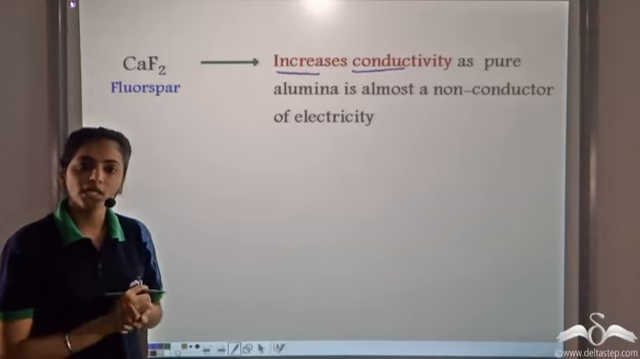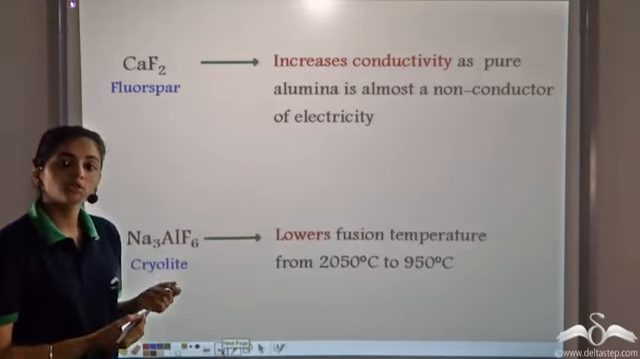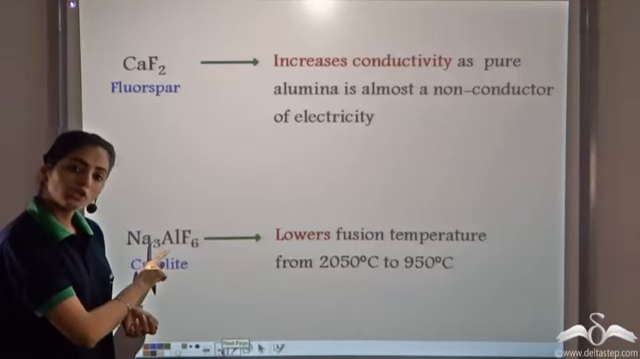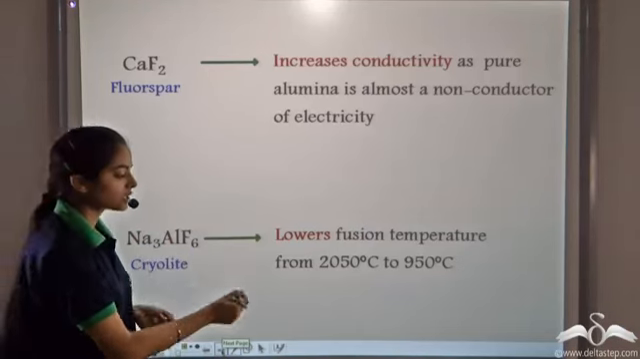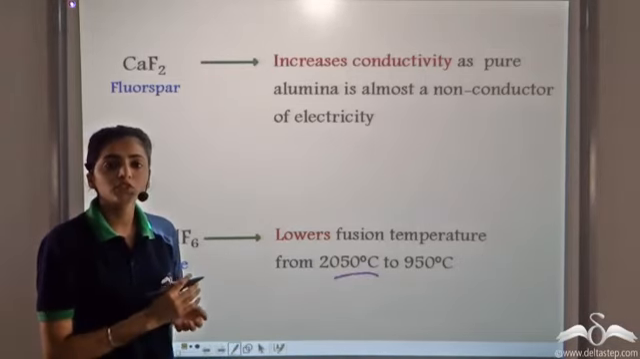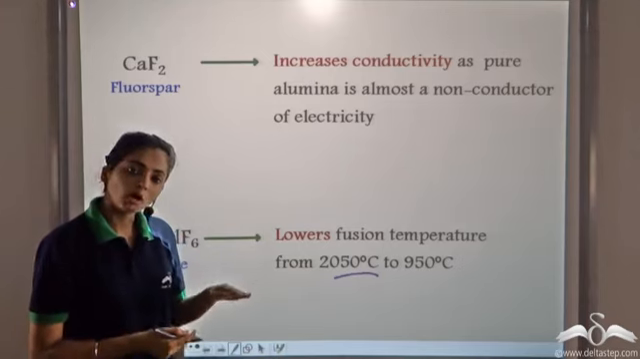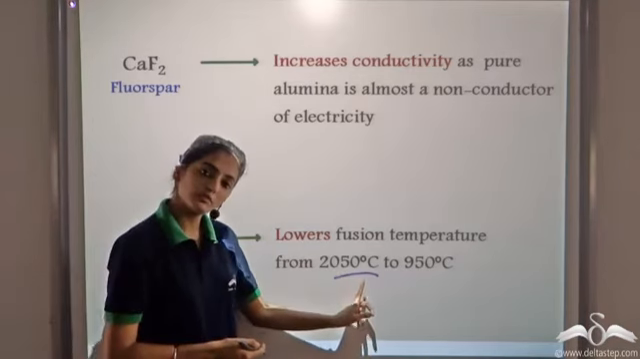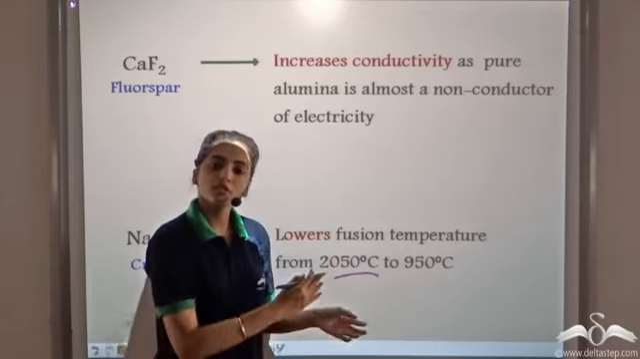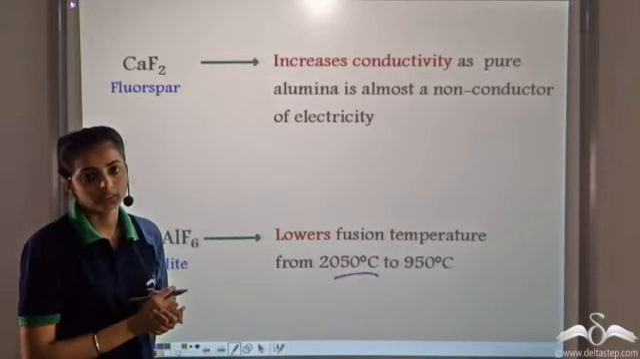Now why did we use Na3AlF6, that is cryolite? This is used to bring down the fusion temperature. Had we not used cryolite, the reaction would have taken place at 2050 degrees Celsius, which is a very high temperature to attain. So in order to bring down the temperature from 2050 degrees Celsius to 950 degrees Celsius, which is a temperature that can be attained, we use Na3AlF6.